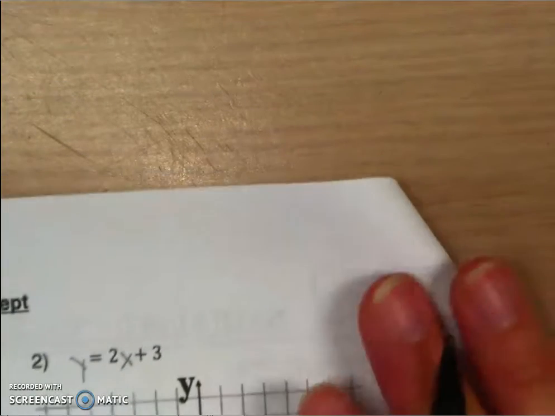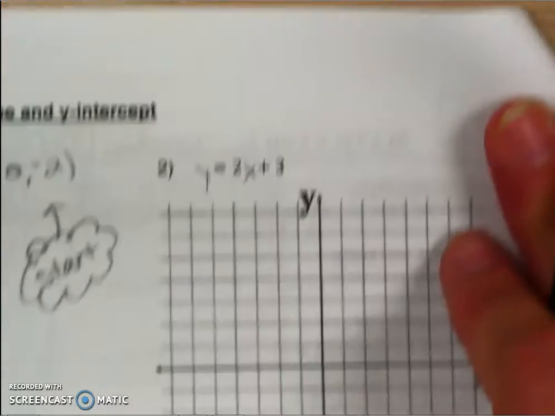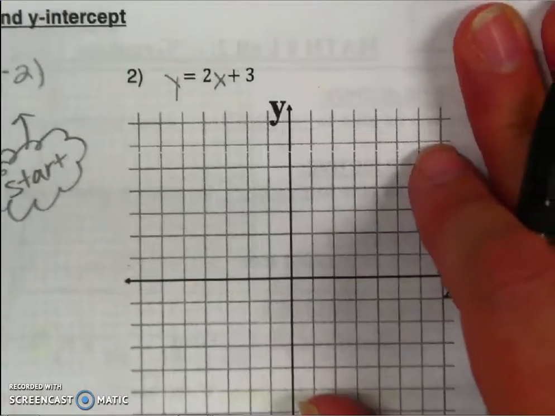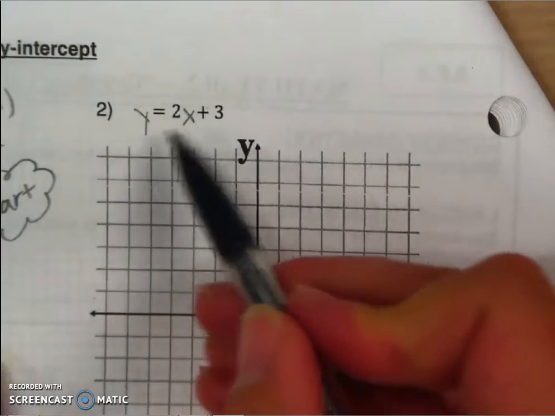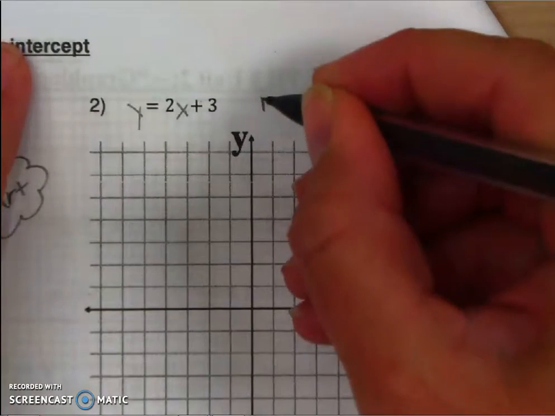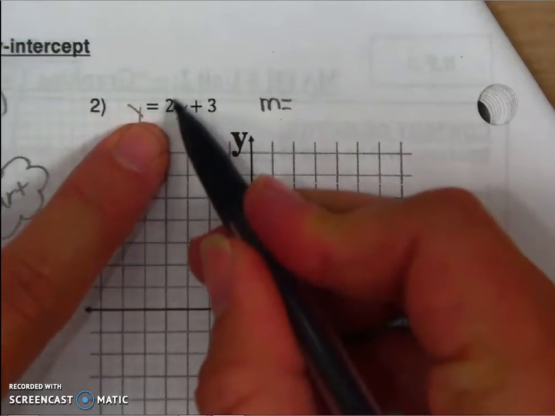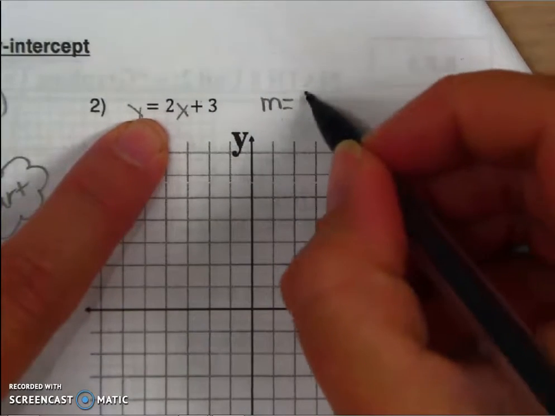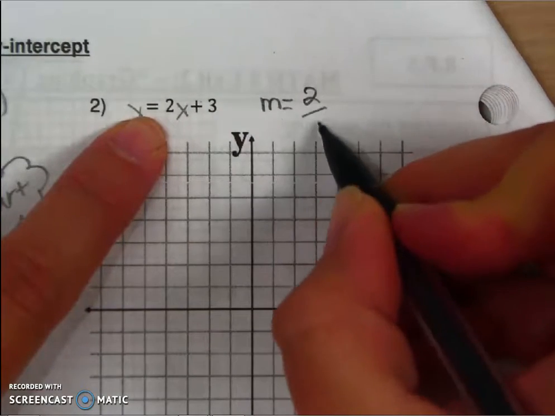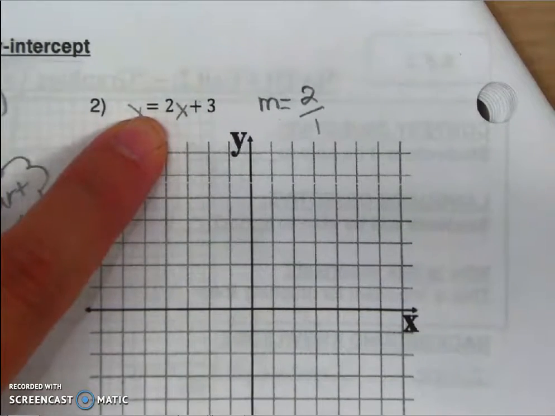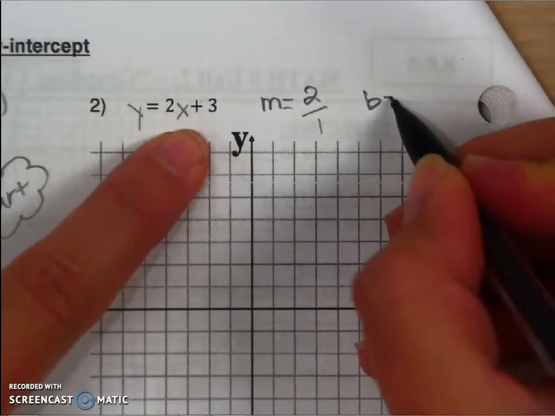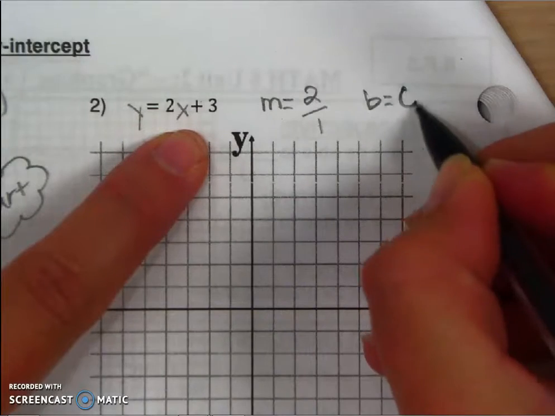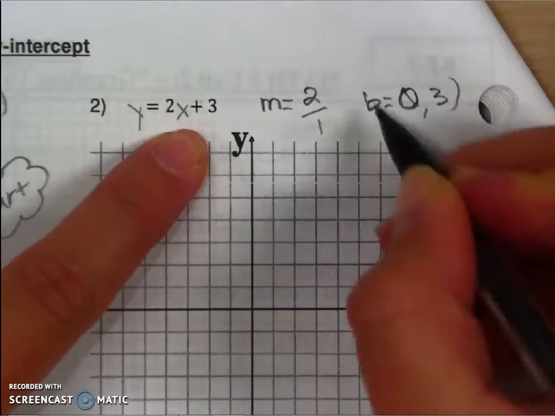Number 2, y equals 2x plus 3. So you need to fill in the y and the x to complete that equation. So it's y equals 2x plus 3. So we know the slope there is the number in front of the x, so that's a 2. Just remember all whole numbers are over 1, so you can go ahead and write that it's over 1 while we're working on it. And the y-intercept is that constant by itself, so that's going to be 0, positive 3.